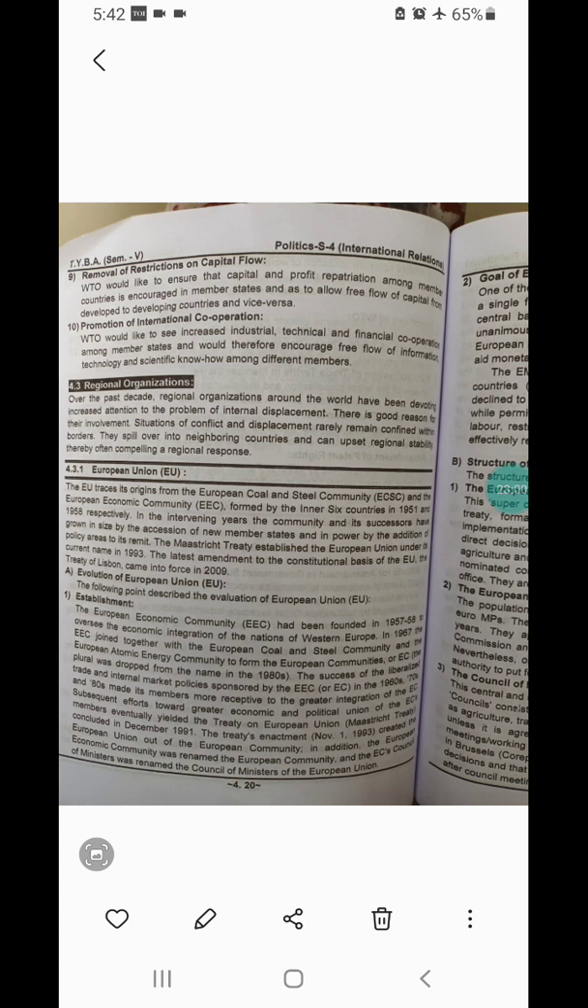The success of the liberalized trade and internal market policy sponsored by the EEC in the 1960s, 70s and 80s made its members more receptive to the greater integration of the EC.